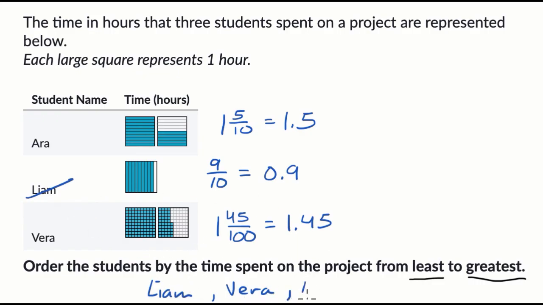And then the person who spent the most time on the project, that's what we're measuring, is Ara, 1 hour and a half. And we're done. We've used all of them.